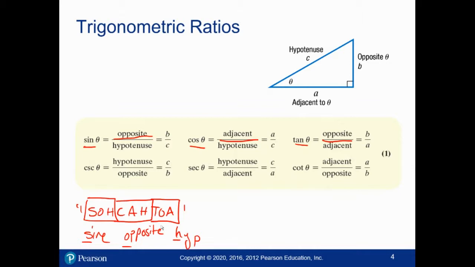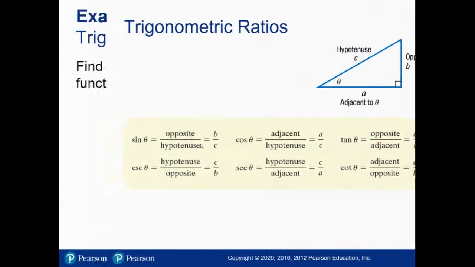What I do want to emphasize again, though, is this has to be a right triangle. If you have a triangle that's not a right triangle, then this doesn't apply. We'll see there are ways to study triangles that are not right triangles, but for now, SOHCAHTOA, sine is opposite over hypotenuse, cosine is adjacent over hypotenuse, tangent is opposite over adjacent. That only applies to right triangles.